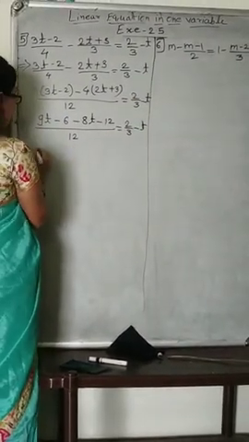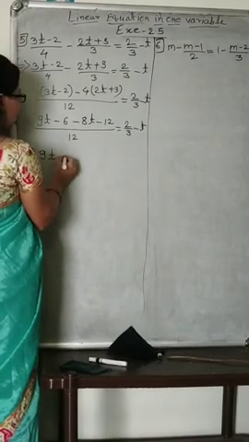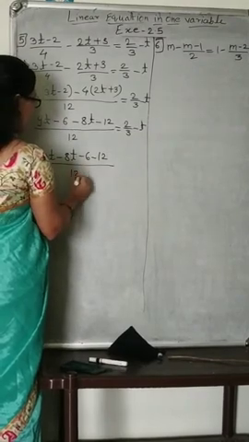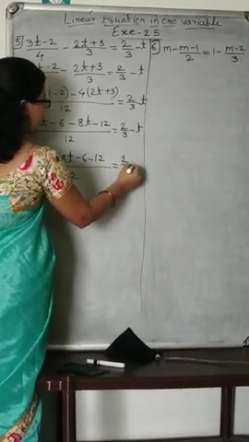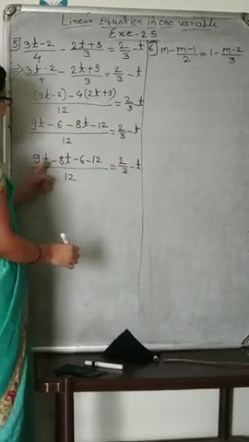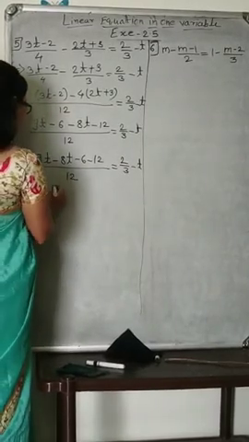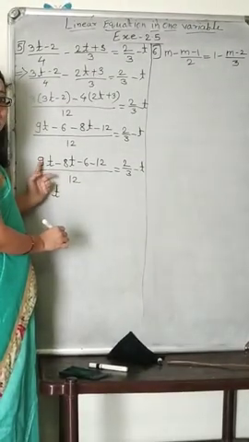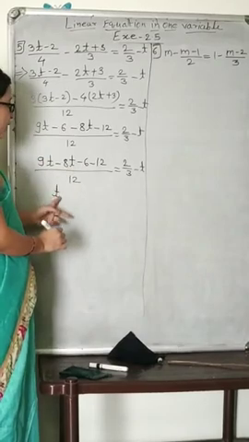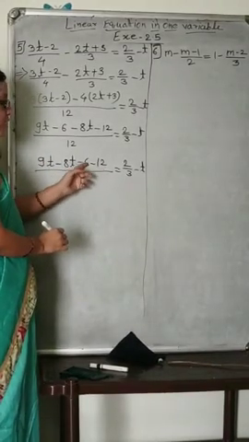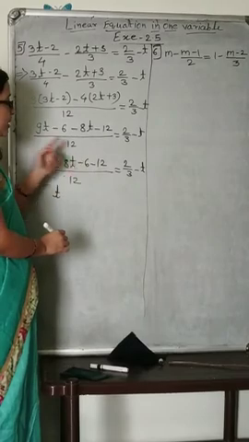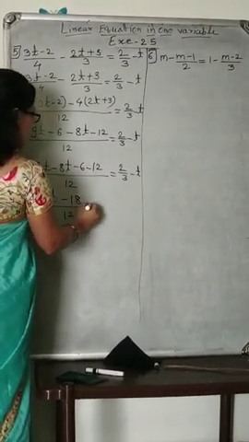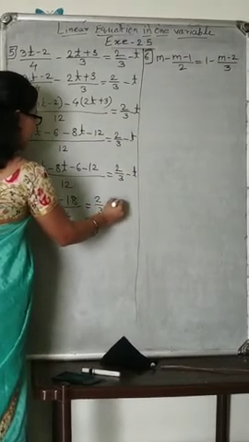Now here take the variable one side. 9t minus 8t minus 6 minus 12, divided by 12, is equals to 2 by 3 minus t. Now solve this. 9t minus 8t, it will come t only, and the bigger number's sign is plus because here plus minus is there. 9 subtract 8, 1 will remain and t will come as it is. Now minus 6 minus 12, 12 plus 6, it will come minus 18. Minus 18 divided by 12 is equals to 2 by 3 minus t will be there.